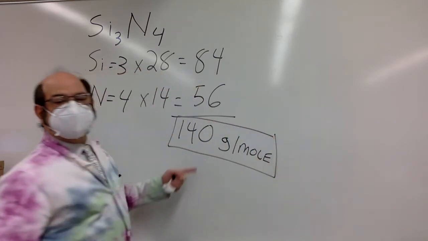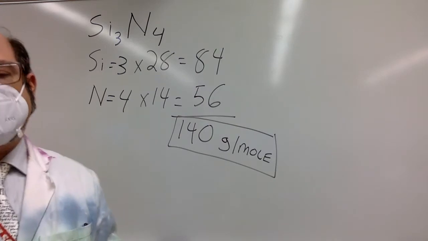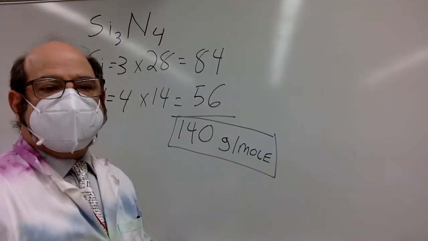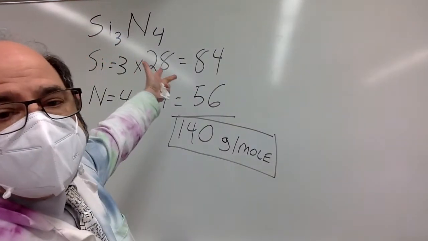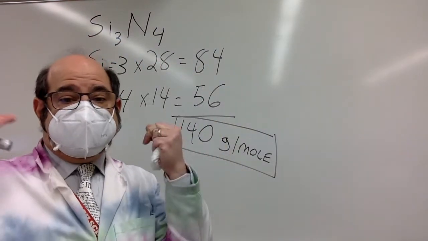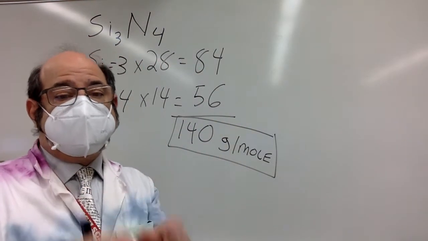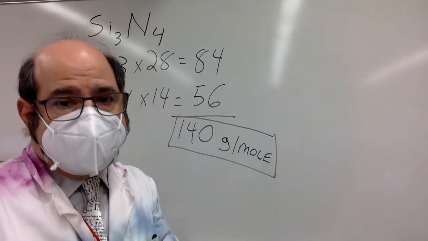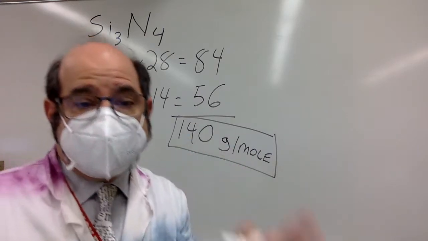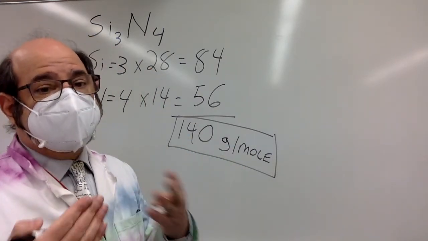That is its formula weight or molecular weight. So if they ask the question, what's the molecular weight of silicon nitride? The answer is 140 grams for 1 mole. So if that was a question, we'd be done. But this question is percent composition, so we need to find the percent.